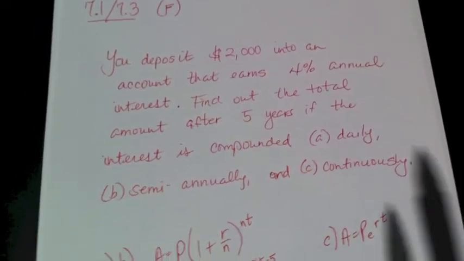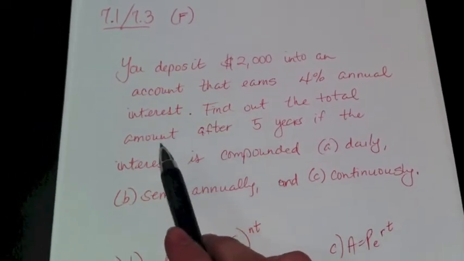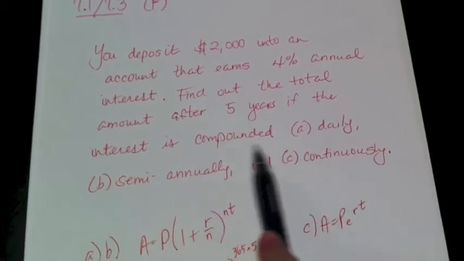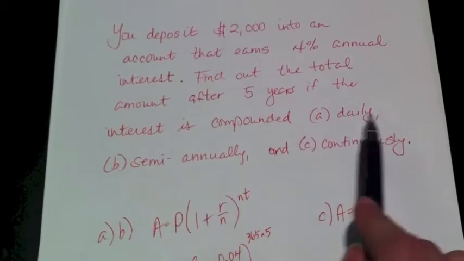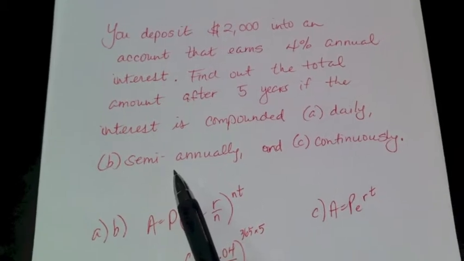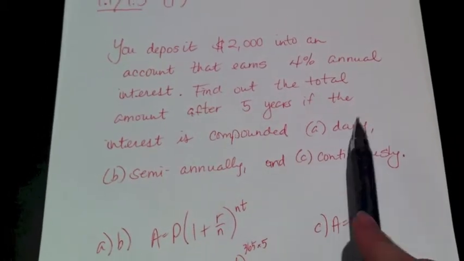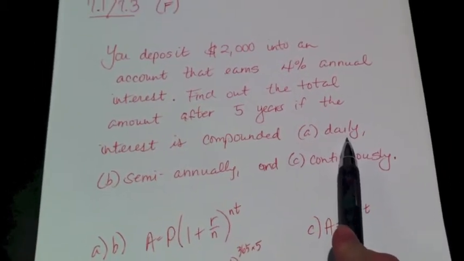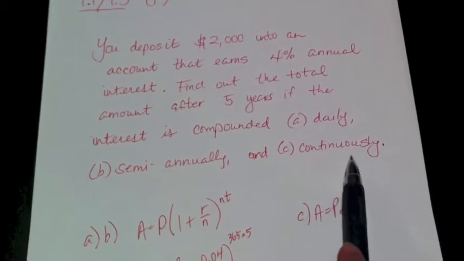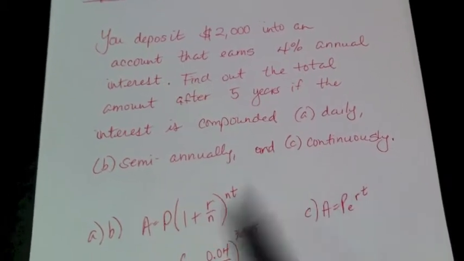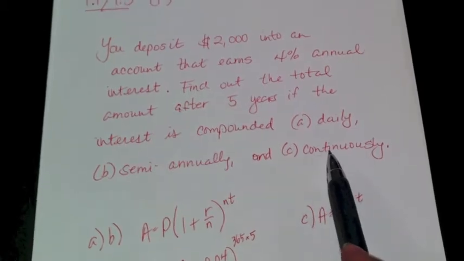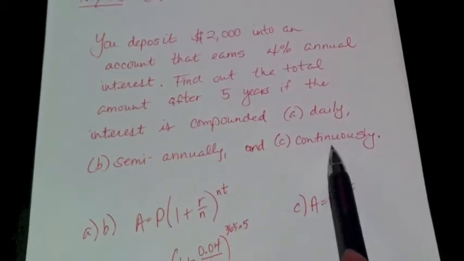Basically, what I said was find out the total amount after 5 years. Daily, semi-annually. Those two terms represent something that's sort of a set interval, like you know how many days there are in a year. Whereas continuously is not something you can count. It's like it happens nonstop. So it's not like you can put a number to that.